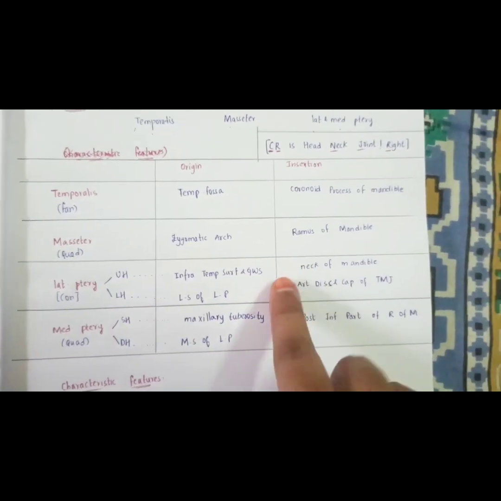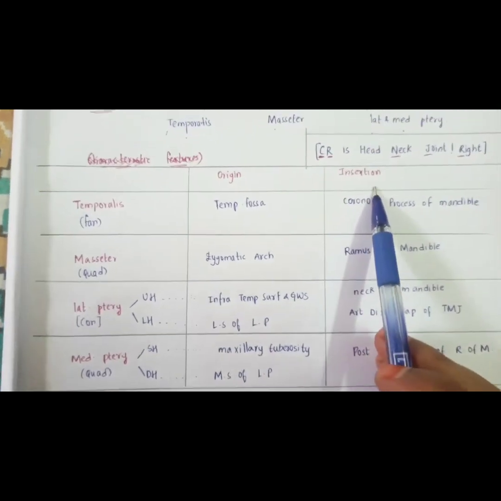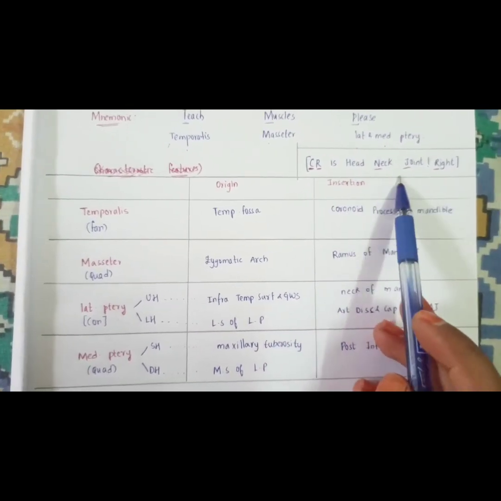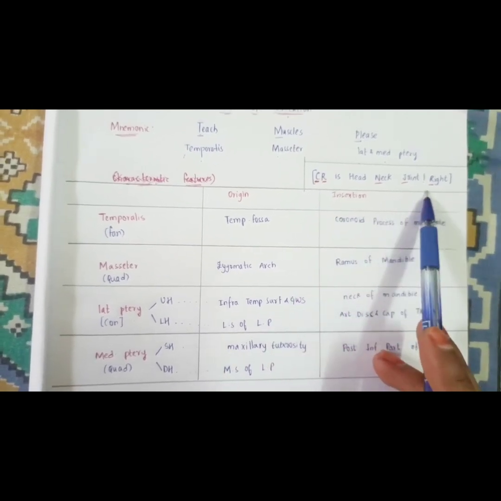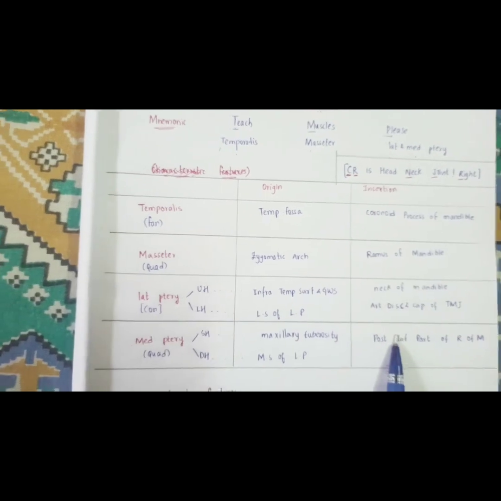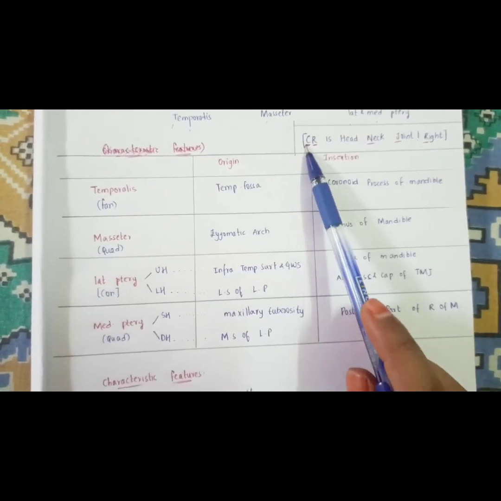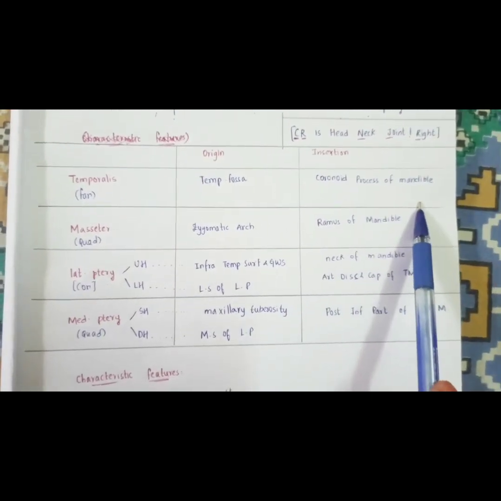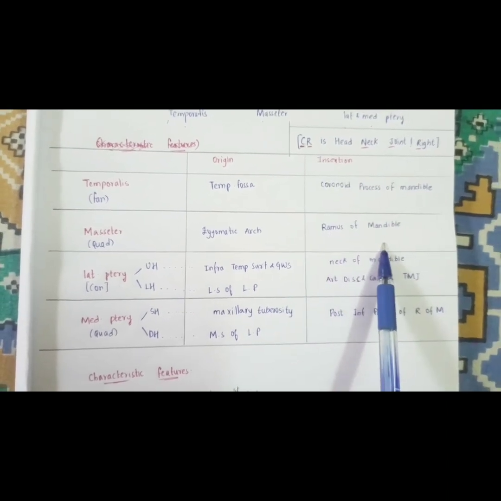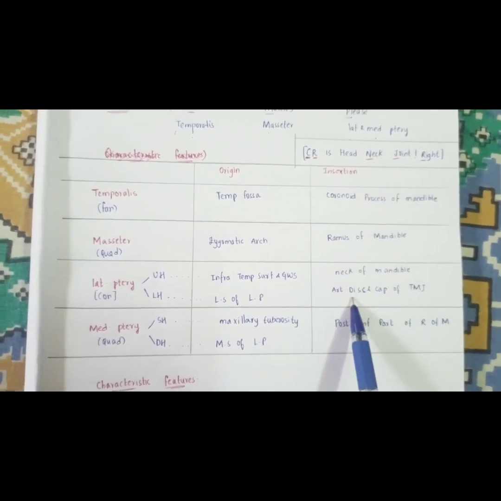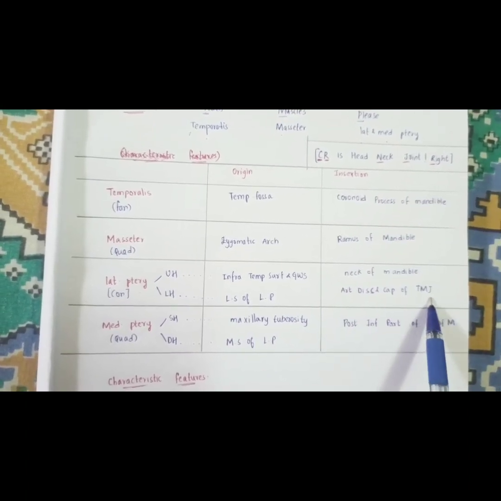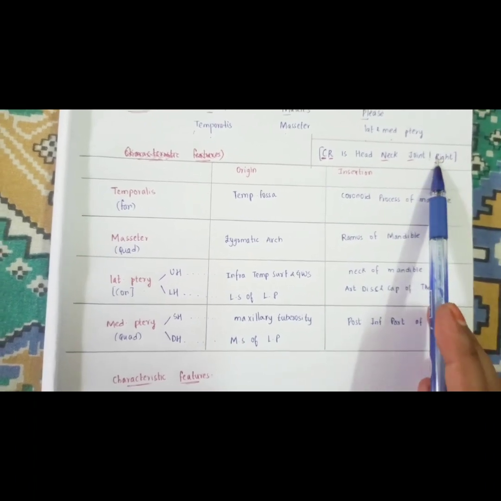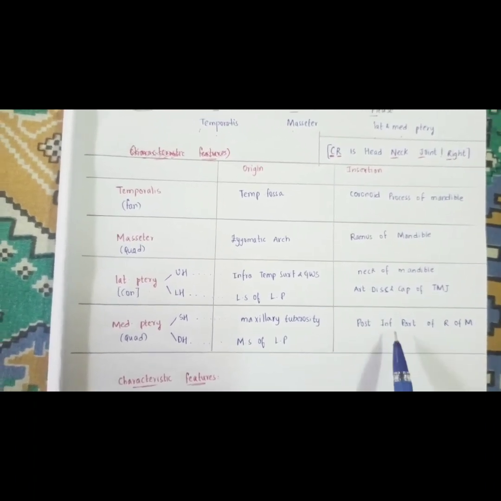The table for origin and insertions. For insertions we can have a mnemonic: CR is head, neck, joint, right. By taking the starting letters C, R, neck, joint and R, we can get the insertions of the four muscles. Insertion C. C stands for coronoid process of mandible. R stands for ramus of mandible. Here neck stands for neck of mandible, and joint, articular disc and capsule of temporomandibular joint. Right, R, stands for ramus of mandible, the posterior inferior part.